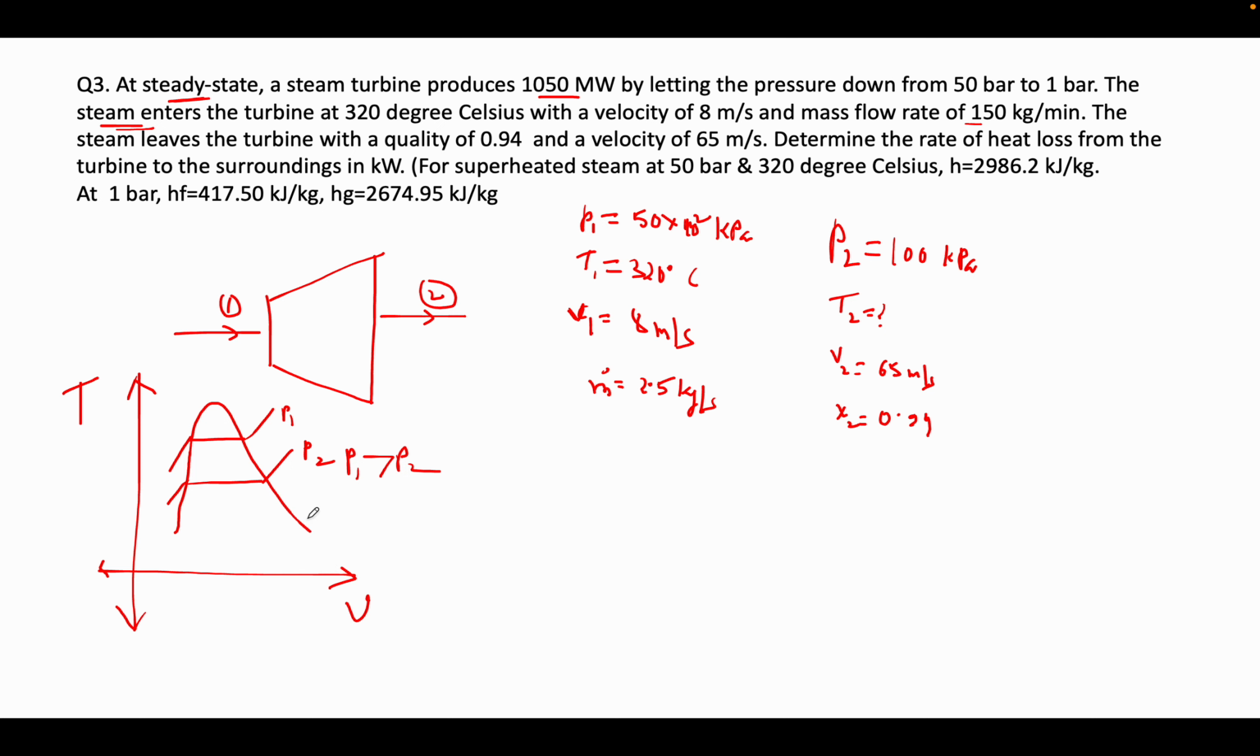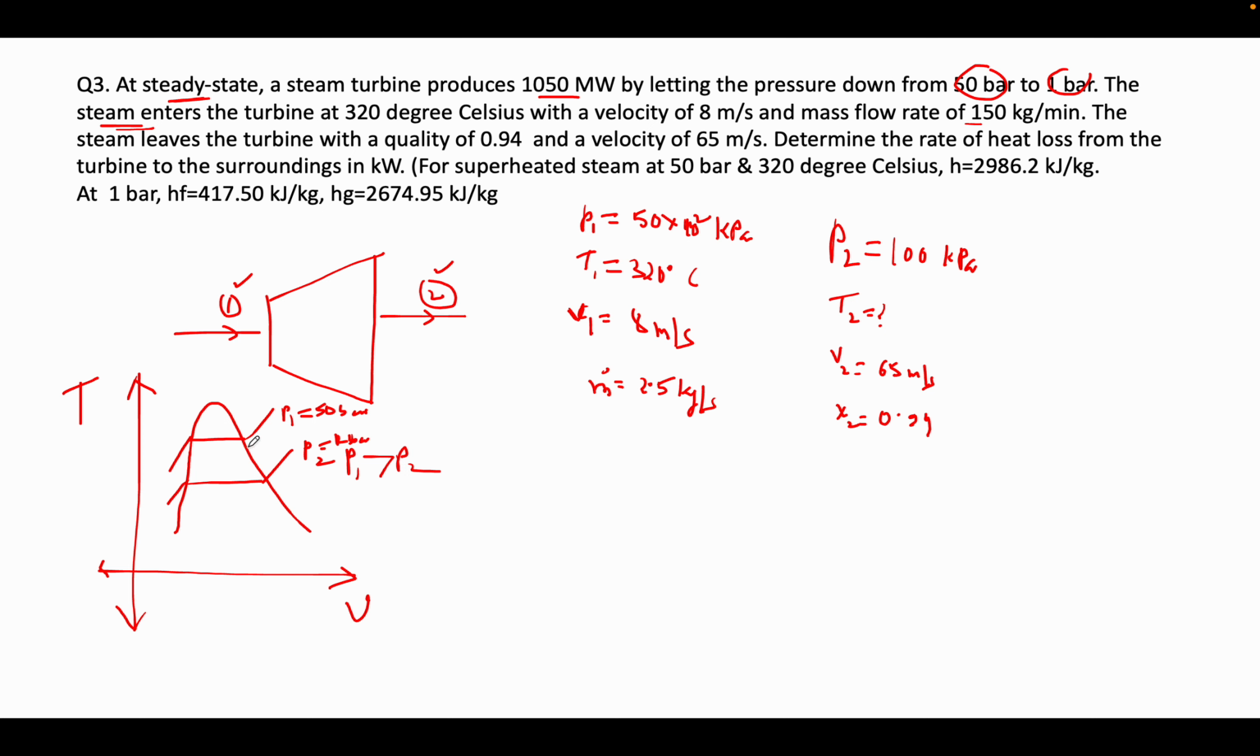Now see, from 50 bar it is coming to 1 bar. That means the initial state is 50 bar, so if I take this one as 50 bar, then this P2 must be this one at 1 bar.